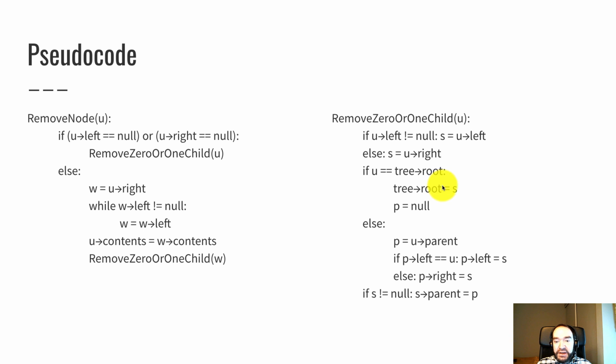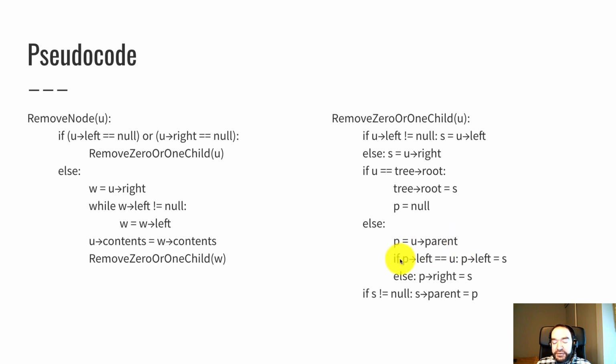Now we decide if we need to update the root pointer or a parent node's child pointer. It's one or the other. So if u is currently the tree's root, then we need to update the root pointer, and we know u has no parent to deal with. So we say, if that's the case, then the tree's root is now pointing at s. S is the pointer that's taking the place of u, and p is null. P is going to be a pointer to the parent of u that we use down at the end of this function. Otherwise, that means u is not the current root, which is another way of saying u has a parent for sure. So p is u's parent.